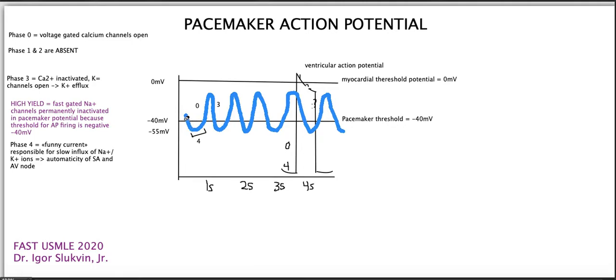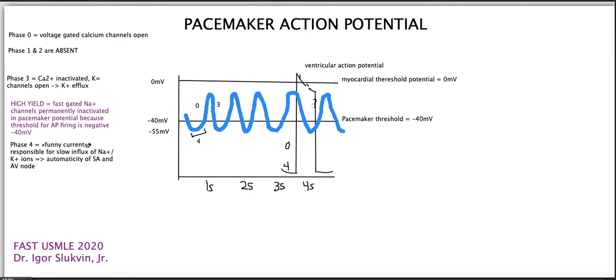Let's start off. The first thing you'll notice is the threshold for the pacemaker action potential is negative 40 millivolts, whereas the threshold potential for the ventricular myocytes is 0 millivolts. So what does that mean? You need less negative charge to reach the all or nothing action potential.